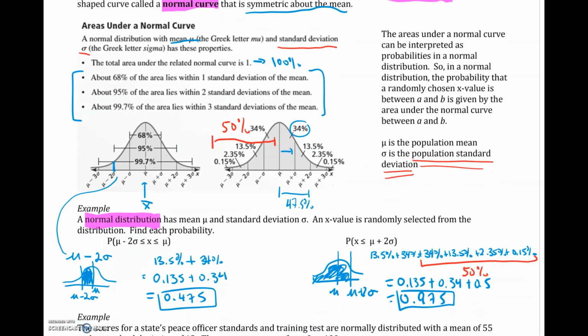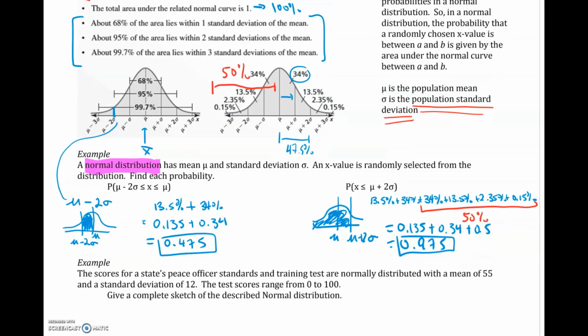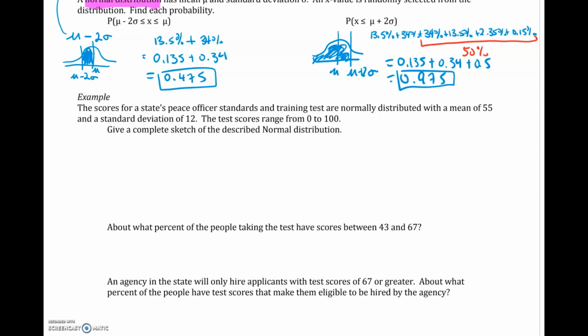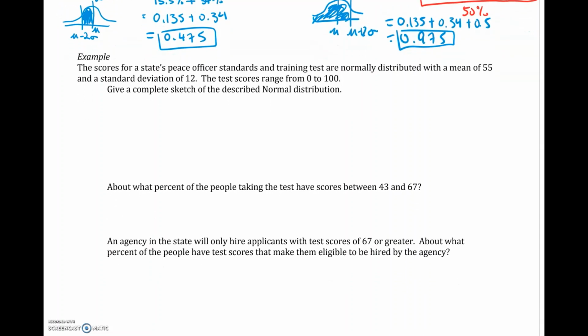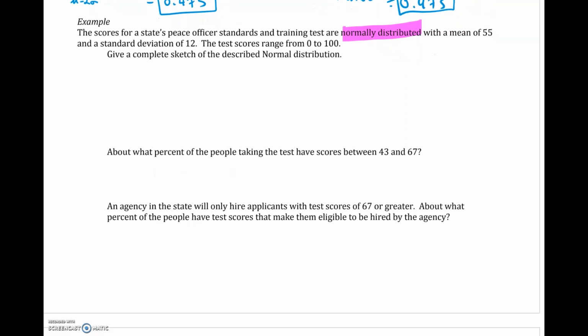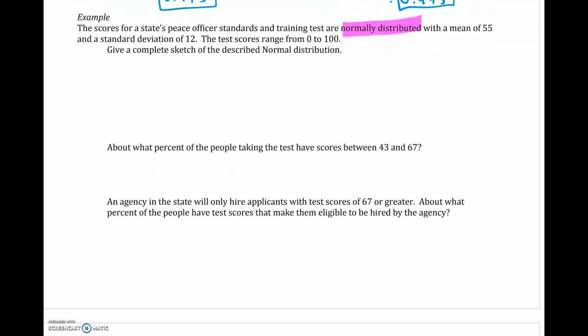Okay, so here's another example of how we can use our normal distribution. The scores for state peace officer standards and training tests are normally distributed. So remember, look for that in the directions. Normally distributed is a huge clue. Hey, let's work with our normal distribution. With a mean of 55 and a standard deviation of 12. The test scores range from 0 to 100.